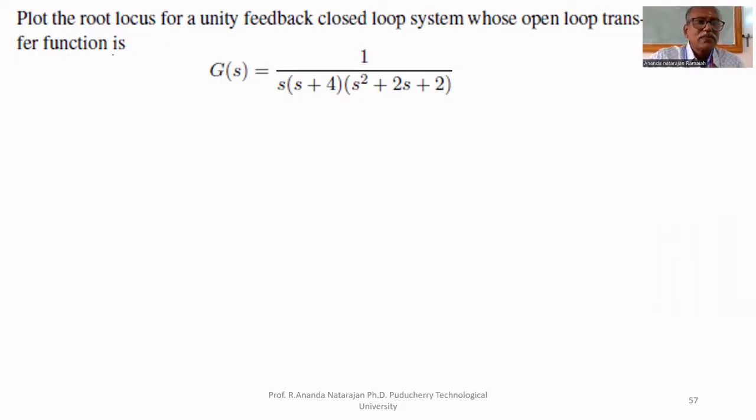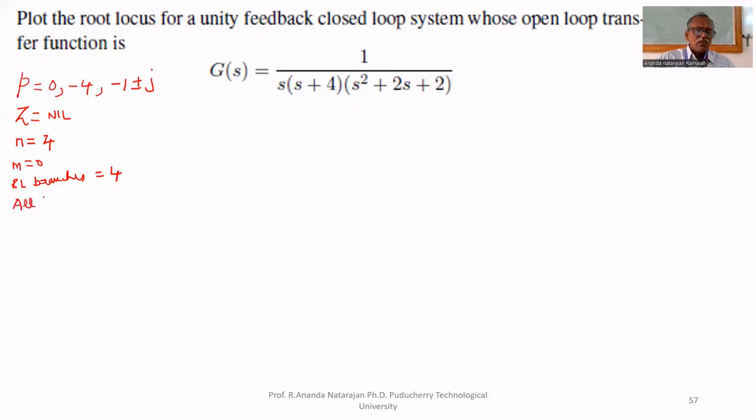To draw the root locus, first we have to find the open loop poles. Open loop poles are 0, minus 4, minus 1 plus or minus j. These are the poles. Zeros, nil. Therefore, n equal to 4, m equal to 0. Therefore, number of root locus branches equal to 4.